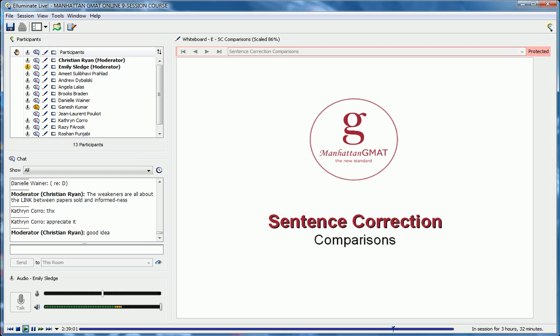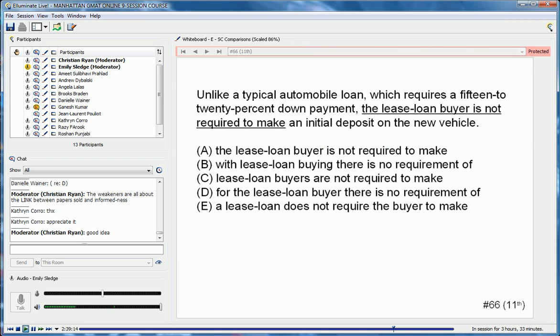Alrighty, got to cover comparisons relatively quickly, so I'm going to keep this moving. Comparisons are like parallelism light. It is parallelism usually between two things. So let's lead with a question. I'll give you guys a minute 15.